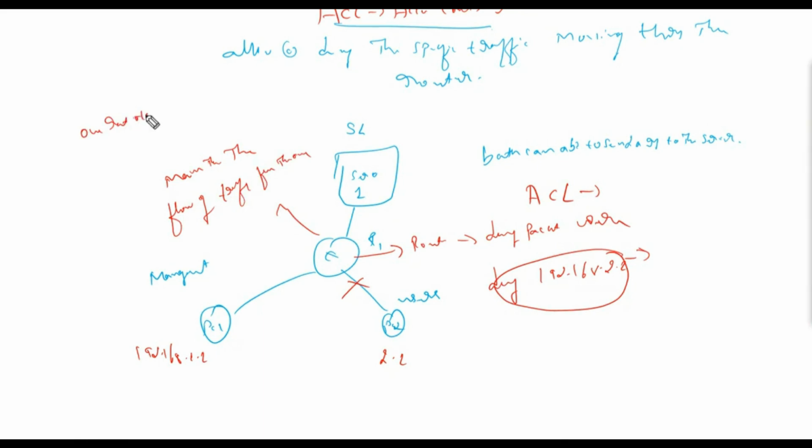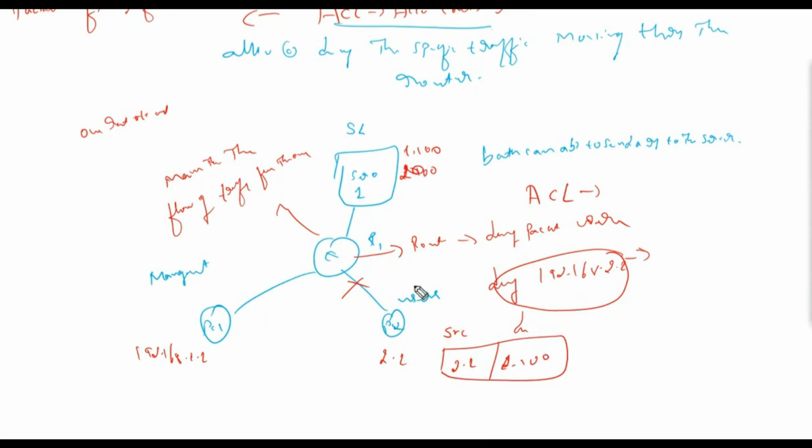I'll give you another example. We can also call this ACL packet filtering, because whenever a request comes to this router, the source address will be, let's say, 2.1, and my destination IP address will be, like, 1.100.